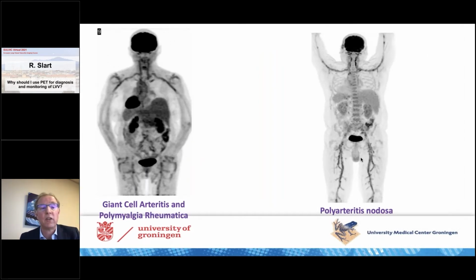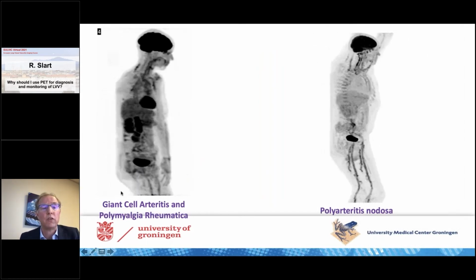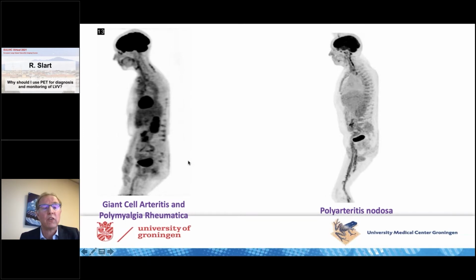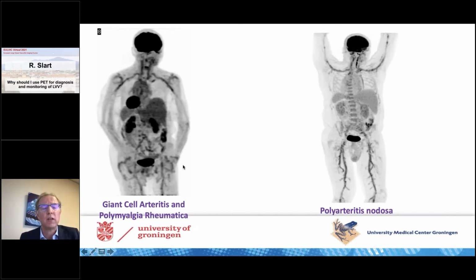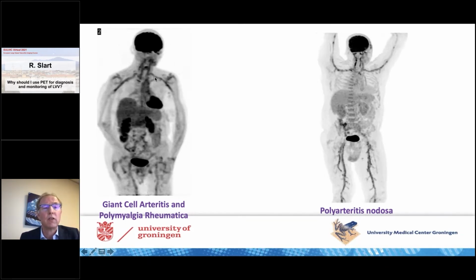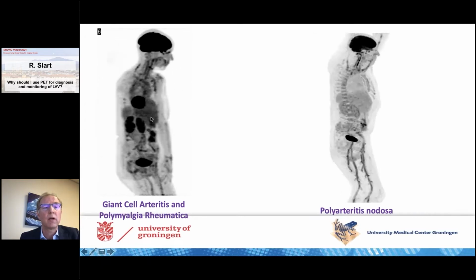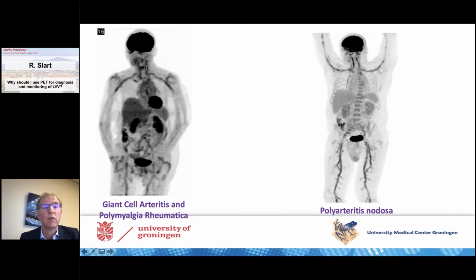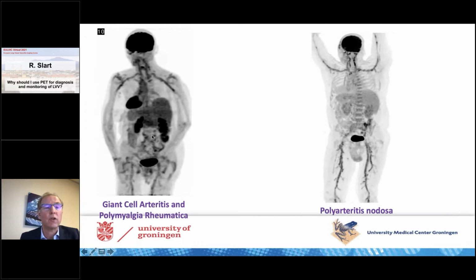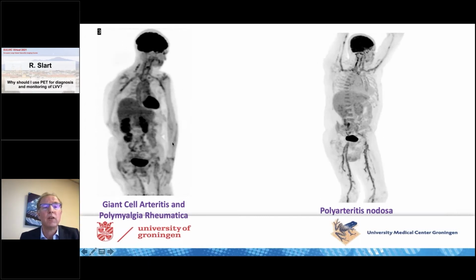Also, different examples. The first one is a patient with GCA in combination with polymyalgia rheumatica. You see uptake at the shoulder region, at the synovia, but also at the hip area. Also, spinal cord is active, if you look here at the cervical level, but also at the lumbar level. So this is actually a mixed disease.